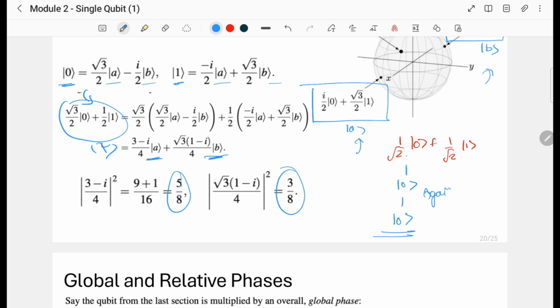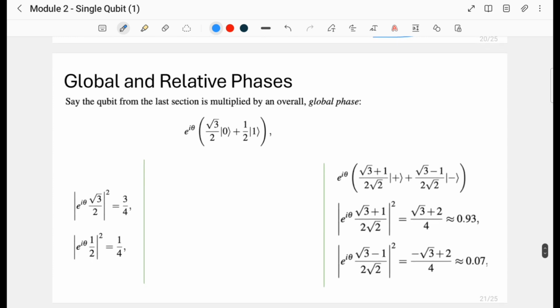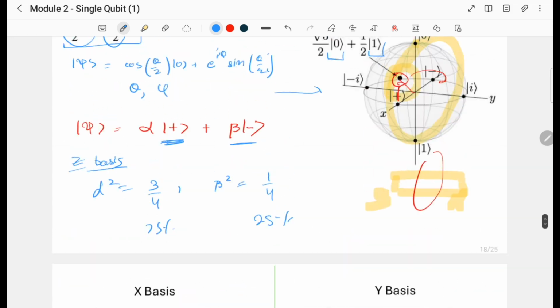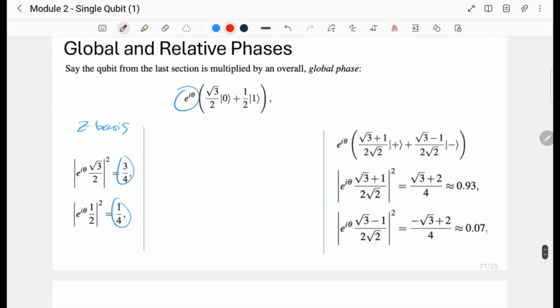Okay. So this is all. Next we will look at global and relative phases. So let's say the qubit from the last section, and we apply this global phase here and we try to measure it. So first we try to measure it in the z basis, and we get the same answers, 3 by 4 and 1 by 4, the same as last time. So this clearly didn't make any change.